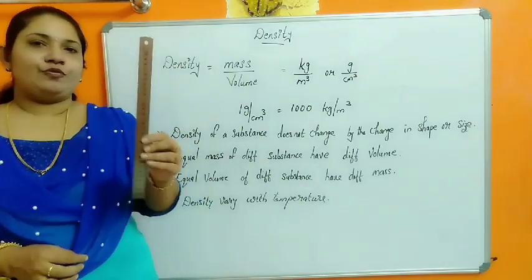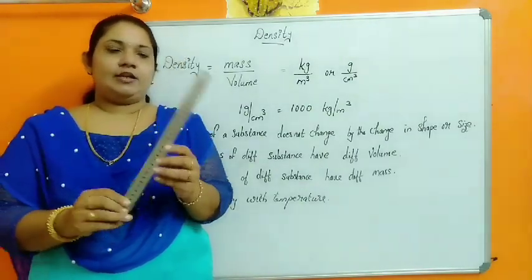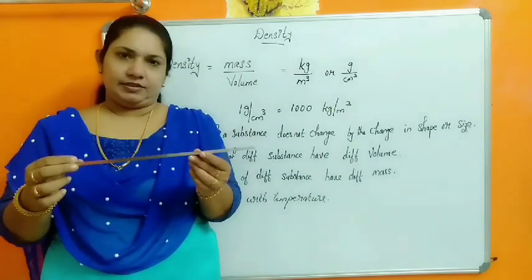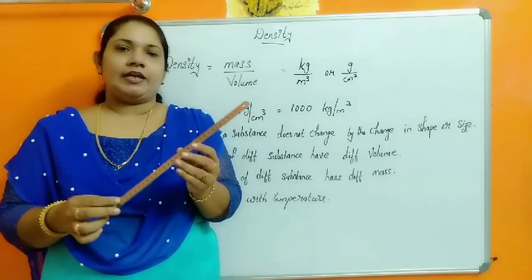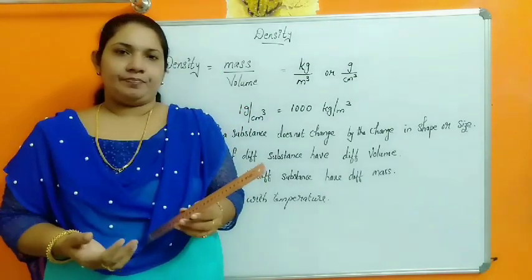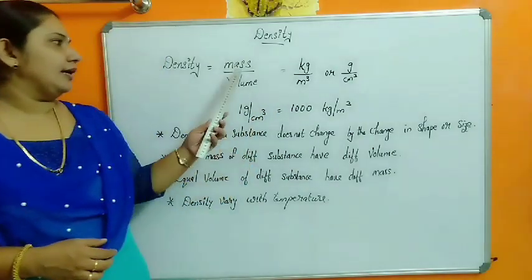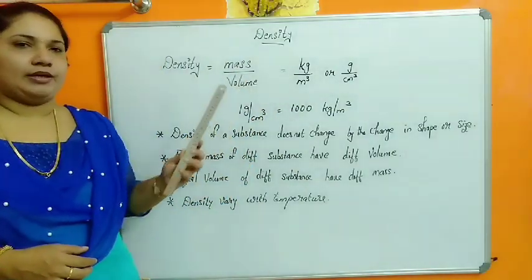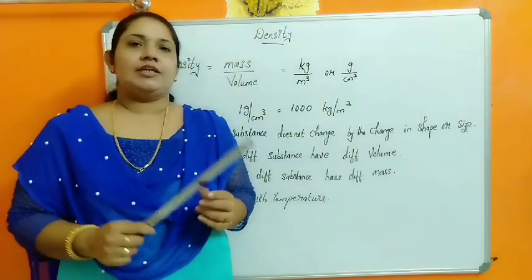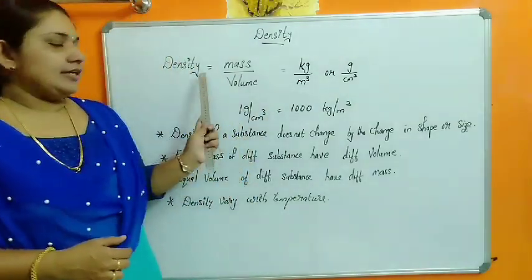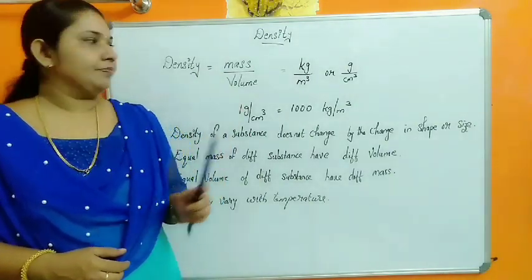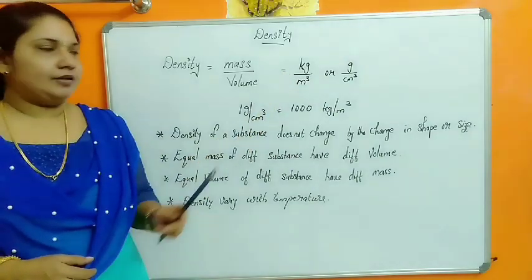That means if I want to find the density of the steel scale, first I want to measure its mass using a beam balance. After that I want to measure its length, breadth and thickness to find its volume. After this we have to calculate mass divided by volume. You will get the density of this steel scale. So we can say that density is mass by volume, and its SI unit.